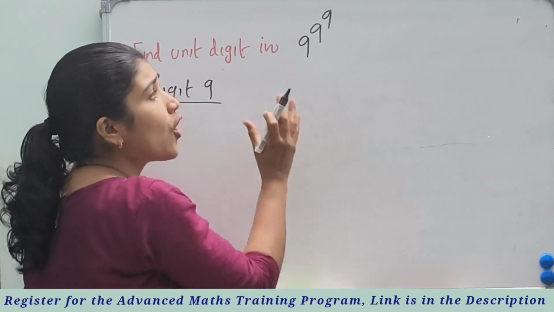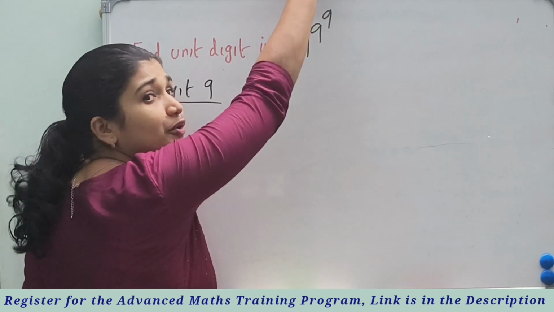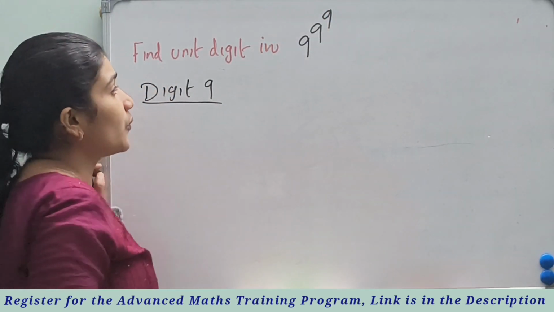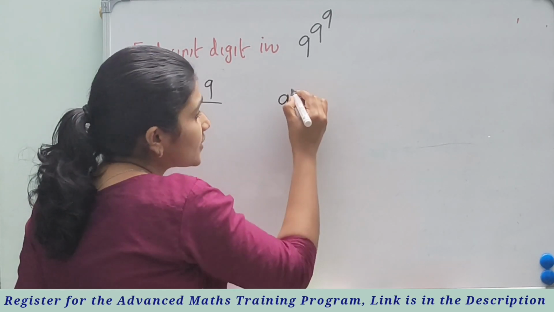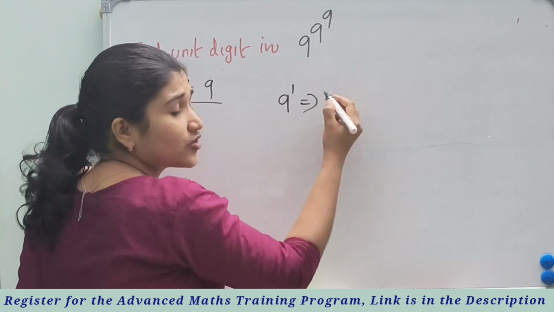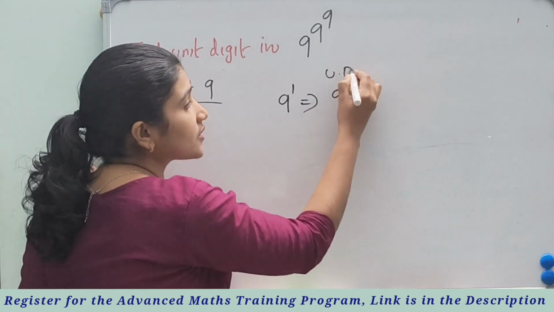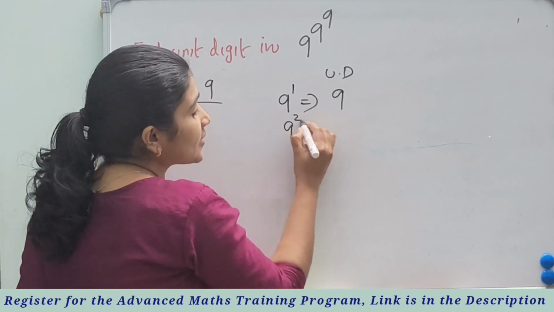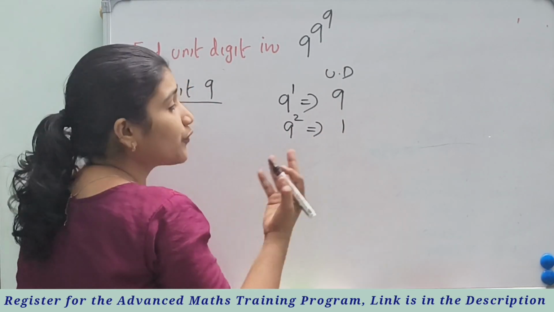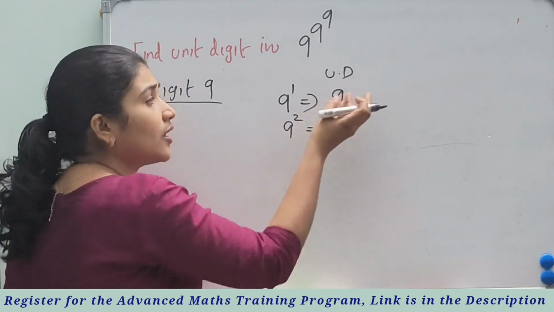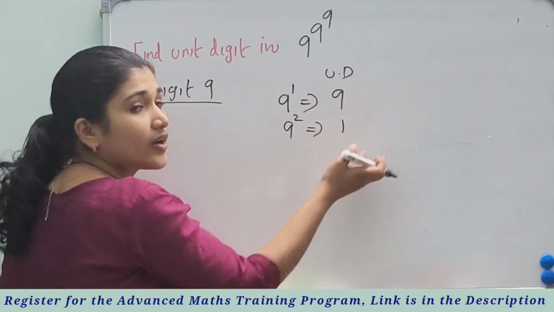This is step 4. Always calculate from top to bottom. Now here there is a shortcut. Unit digit in 9 raised to 1: 9 raised to 1 is 9, so the unit digit is 9. Unit digit in 9 square, we already know 9 square is 81, so the unit digit is 1. How to find the unit digit in 9 square? 9 into 9 is 81. 1 is the unit digit.